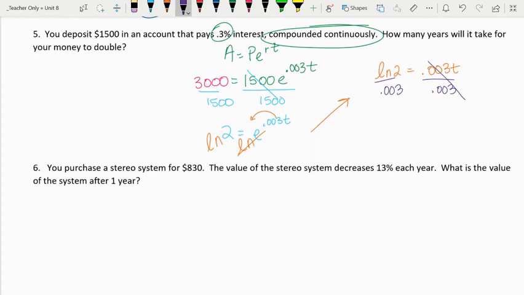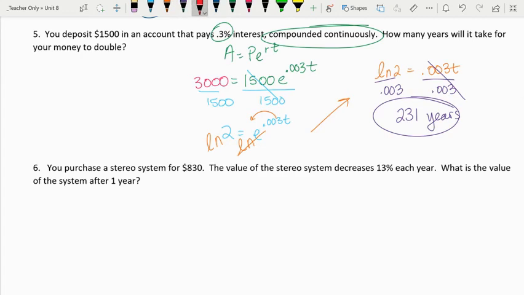If you type that into your calculator, you end up with 231.05. Oh, not dollars. We would say years. So that's basically 231 years. Because 0.05 is a very small portion, I'm going to round it down.